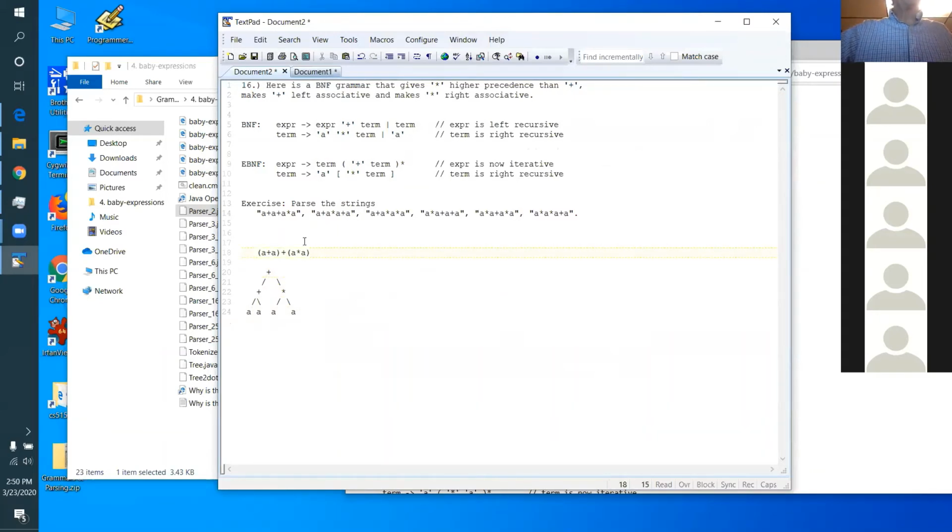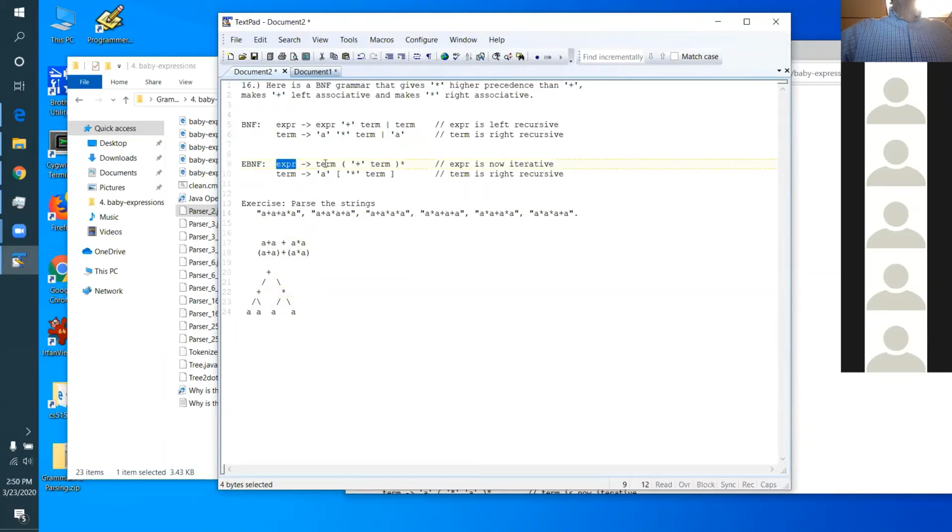So we started with A plus A plus A times A, and we grouped it that way. Plus is left associative and multiplication has higher precedence. So this plus here is the last one done, that's this one. This plus here is the first one done, that's this one. Now go back over here and start parsing it from here. It should make sense now.